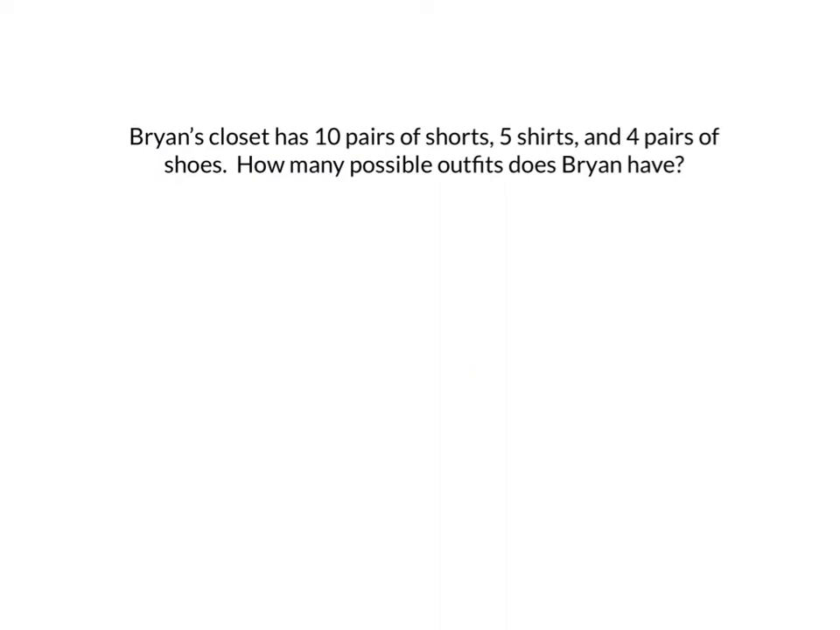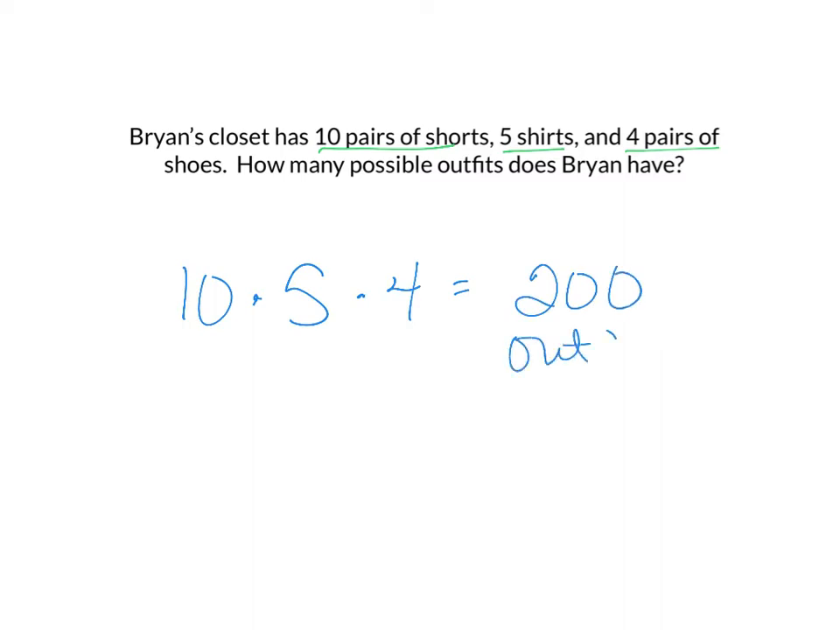Brian's closet has 10 pairs of shorts, 5 shirts, and 4 pairs of shoes. So we have 10 times 5, his shorts times his shirts times his shoes. So I put that into the calculator, 10 times 5 times 4. Brian has 200 possible outfits. And these are word problems, so I am expecting you to label.